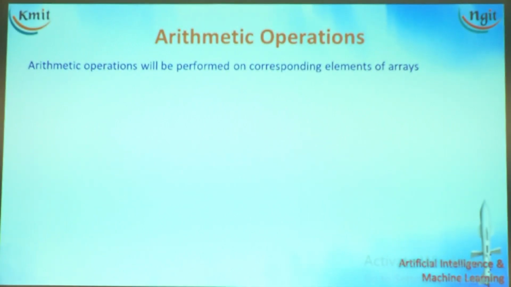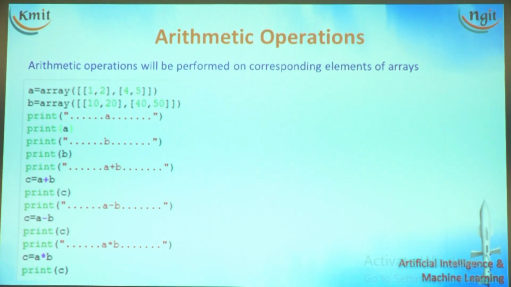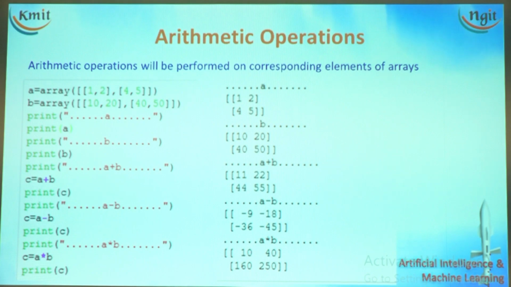Now, coming to arithmetic operations. Arithmetic operations will be performed on corresponding elements of the array. Okay? So you feel like it's a matrix type of operation. Do you really feel so? No, they are basically vector type of operations. Now, look at that. So what are these two arrays? Are they of the same dimension, guys? So they are both two-dimensional arrays. So what are you going to do? You are going to first tell what is A, B, add them, subtract them and multiply them. So please check if you are able to do it and get the same.